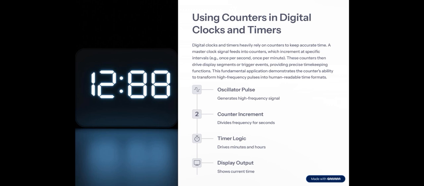Using counters in digital clocks and timers. Digital clocks and timers heavily rely on counters to keep accurate time. A master clock signal feeds into counters which increment at specific intervals. These counters then drive display segments or trigger events, providing precise timekeeping functions. This fundamental application demonstrates the counter's ability to transform high-frequency pulses into human readable time format.